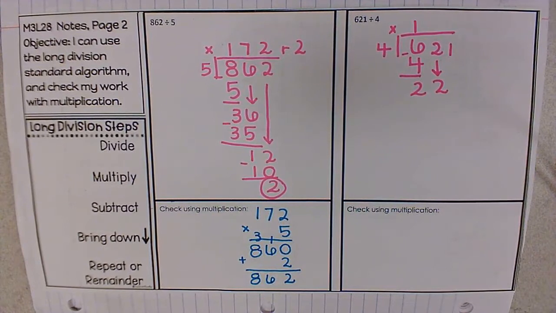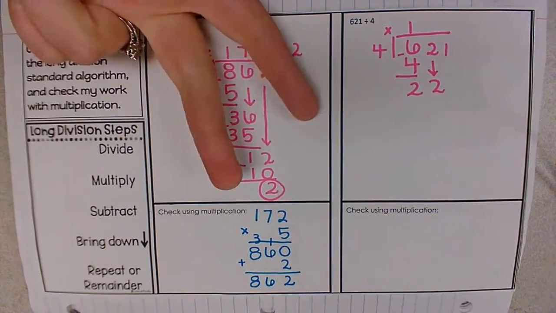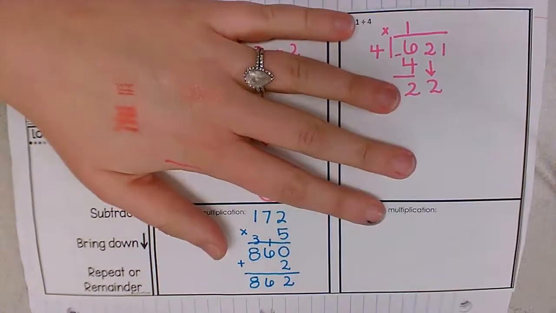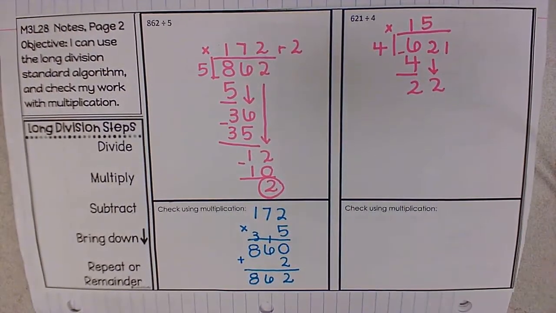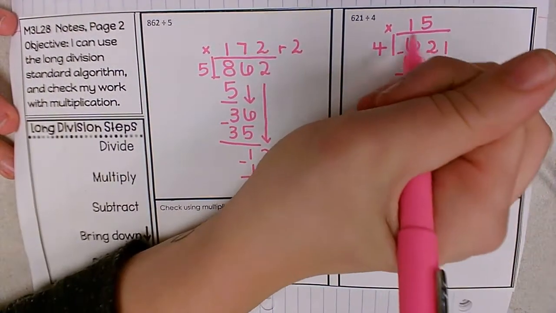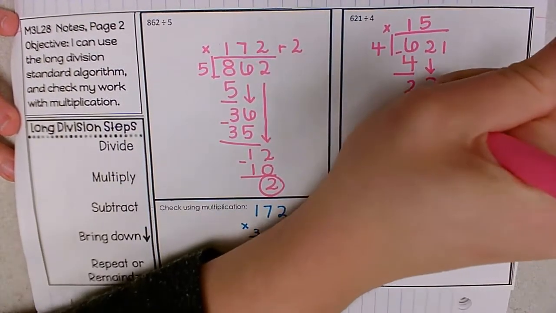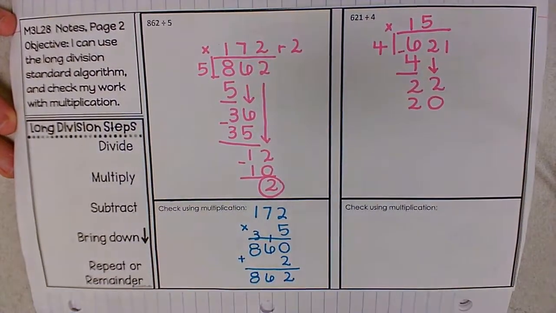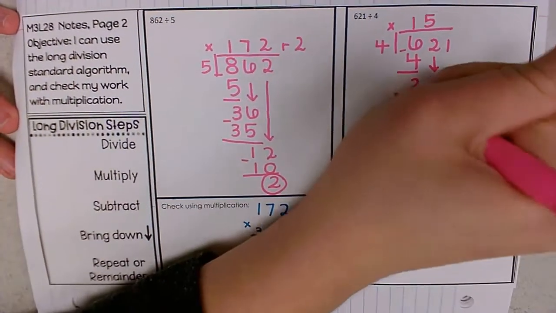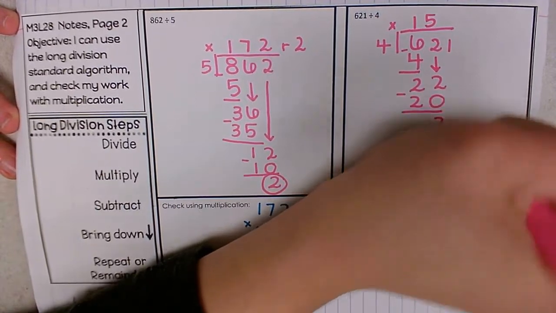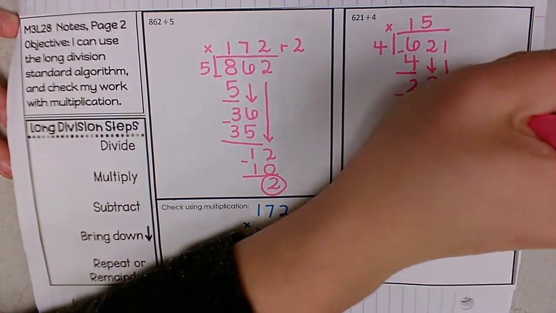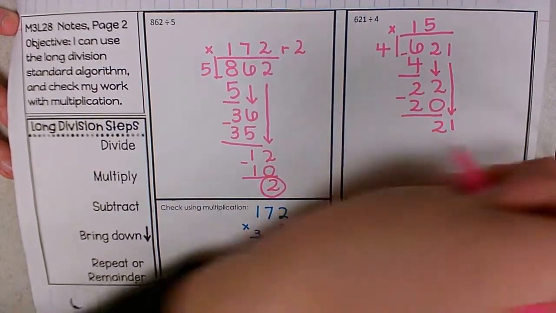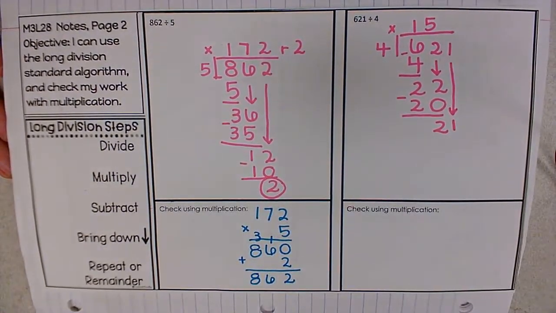Divide. 22 divided by 4: 4, 8, 12, 16, 20. 5 groups is the closest I can get to. Multiply. 5 times 4 is 20. Divide, multiply, and subtract. Bring it on down. And bring it on back.